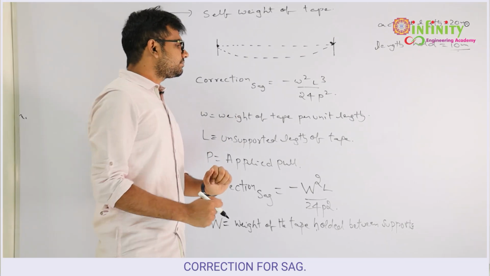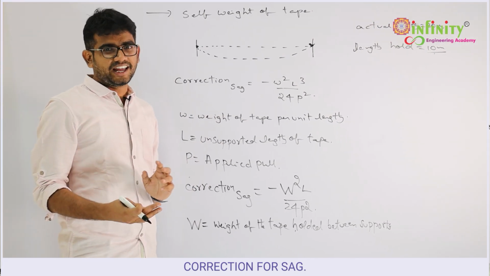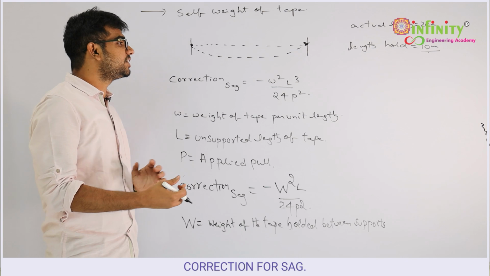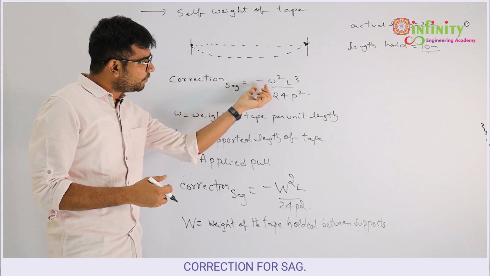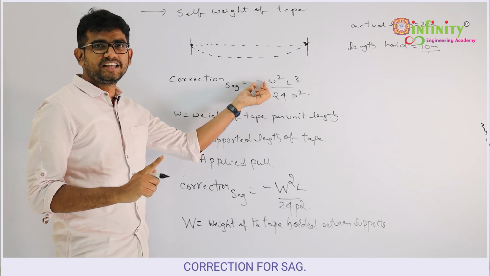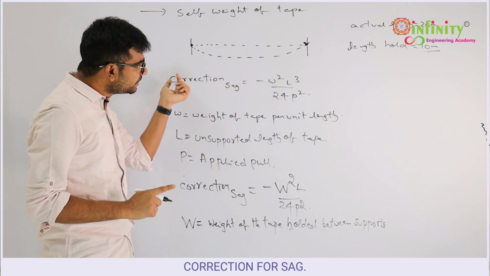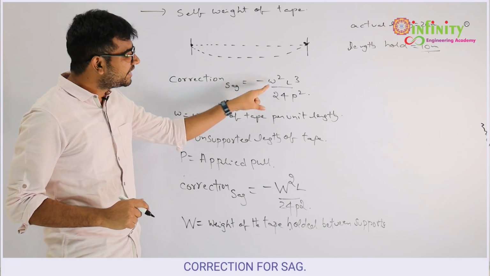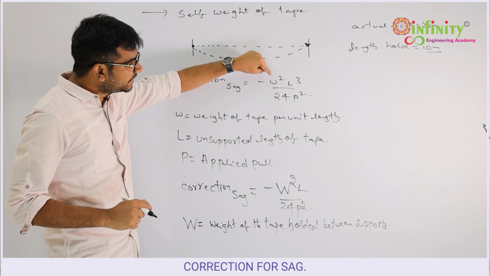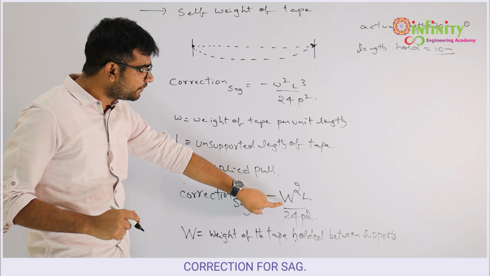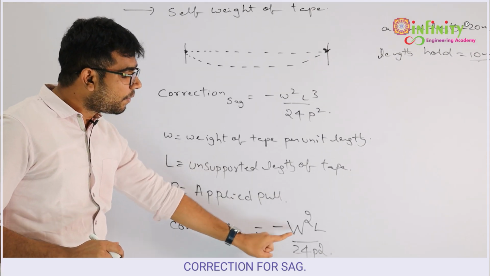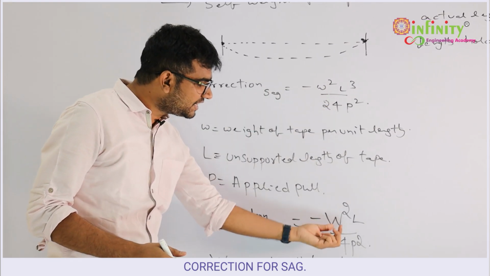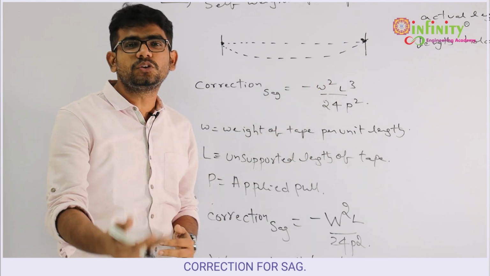On this topic, from an MPSC point of view, or in ZP and WRD exams, the question can be given like: correction for sag is always negative. That's one kind of question. The second kind of question is: which of the following is the correction for the sag? Sometimes they will give the formula based on the weight of the tape per unit length, and sometimes the whole weight of the tape held between the supports. So you have to see whether they have given capital W or small w, and answer according to that.